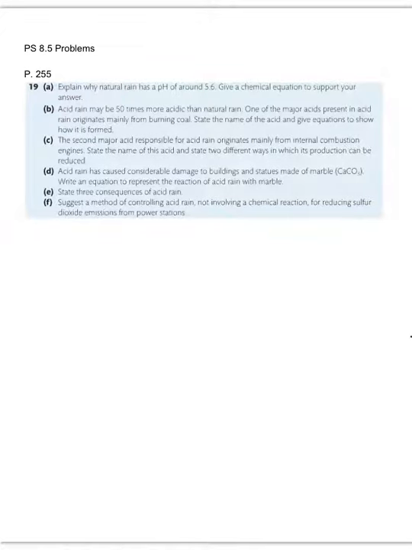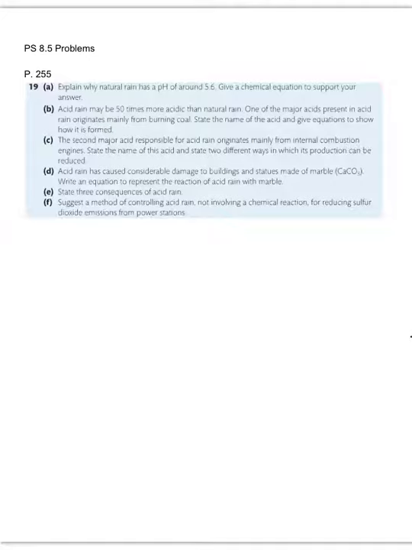Question 19a says, explain why natural rain has a pH of around 5.6. Give a chemical equation to support your answer. So 5.6 is acidic, but it's not especially a strong acid. It's a fairly weak acid.